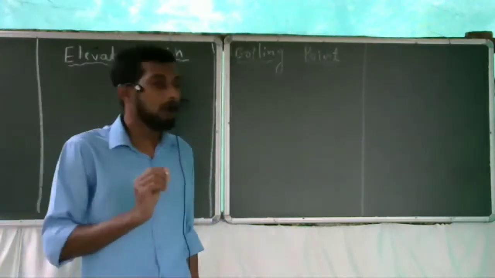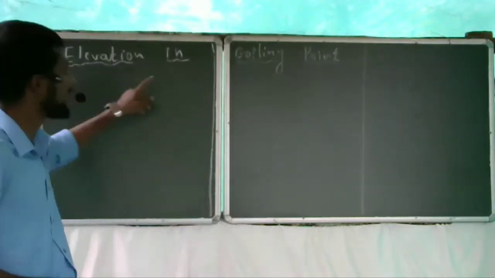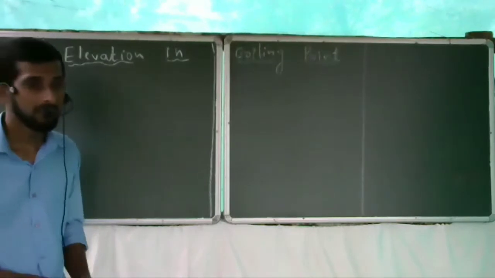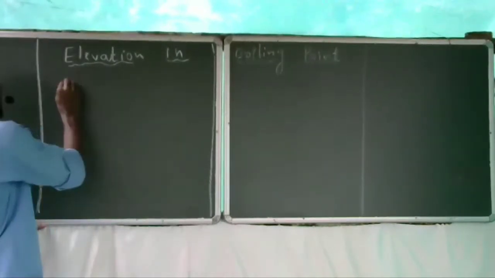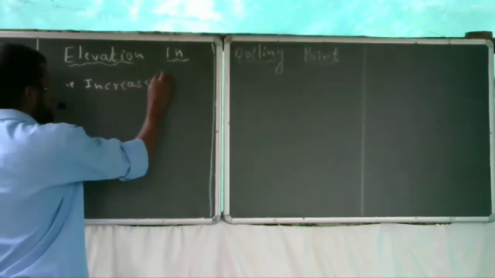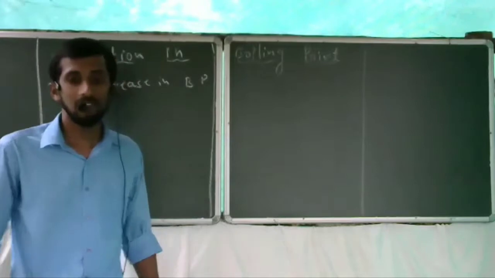Now we'll go for the next colligative property, that is elevation in boiling point. Elevation in boiling point is nothing but an increase in boiling point.